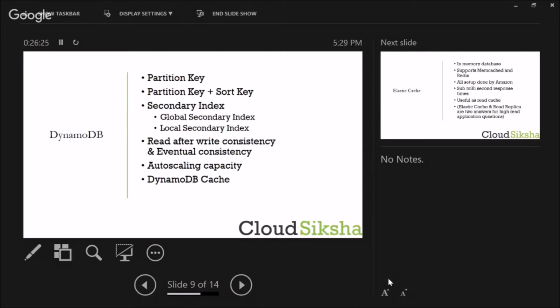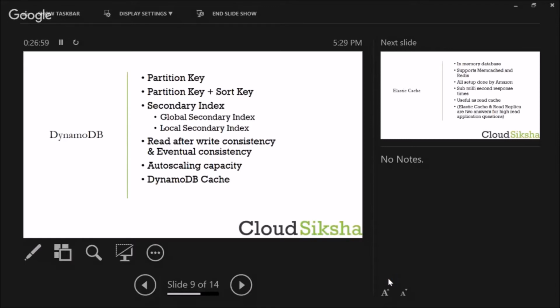You can also have a partition key and a sort key. If you have a partition key and a sort key, the partition key need not be unique or the sort key need not be unique, but their combination has to be unique. So in the first case, if it's a partition key, it has to be unique for every item that you put in. In the case of a partition key and a sort key, the combination has to be unique.